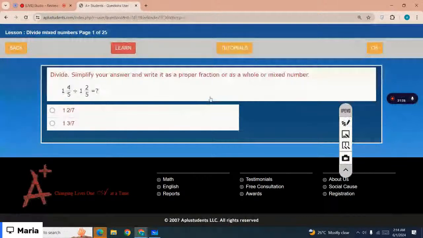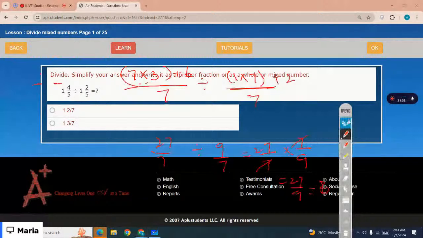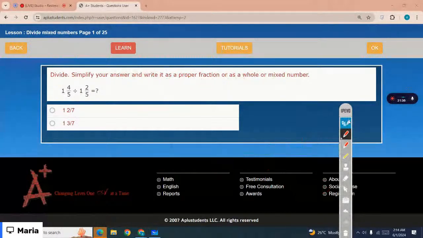Divide 1 whole 4 by 5 divided by 1 whole 2 by 5. The first thing is you need to convert them to improper fractions, right? How do we convert? You have to do 1 times 5 plus 4, divided by 5. Then 1 times 5 plus 2, divided by 5. That is 5 times 1 is 5 and 4, 9 by 5. 5 times 1 is 5 and 2, 7 over 5.